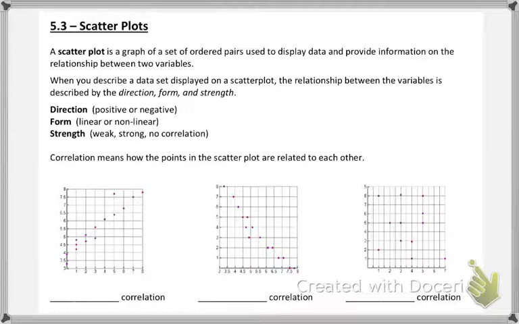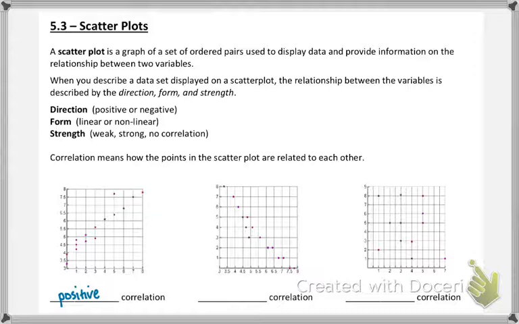So when you describe a data set displayed on a scatter plot, the relationship between the variables can be described by three criteria: the direction, the form, and the strength. So direction could be positive or negative. If you observe in your data that y looks like it's increasing as x increases as well, then the direction is positive. You can see that here we have a positive correlation on the first graph. And that's very easy to see. It goes up, right? There's a pattern of increasing, so it's positive.